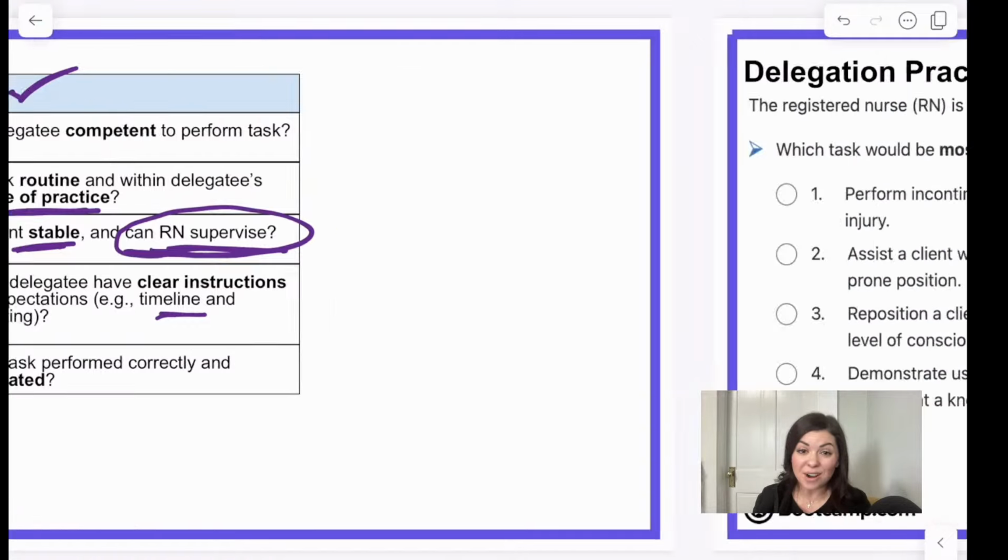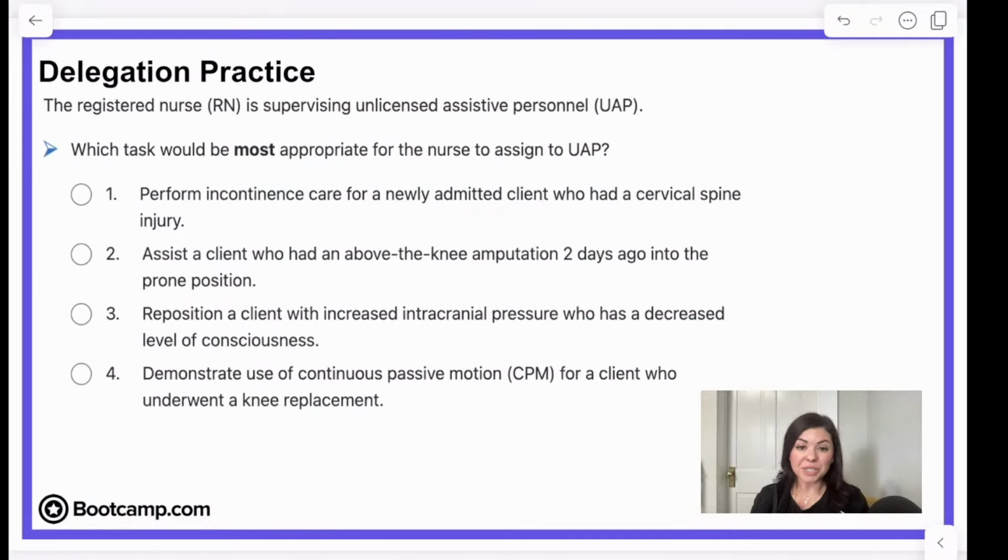So I know that was a lot of information I just gave you, but those two resources, the scopes of practice and the 5 rights of delegation, are really the foundation of delegation. And so if we understand that well, we should be able to cruise right through these practice questions. So let's look at the first one. The registered nurse is supervising unlicensed assistive personnel, or UAP. And this is the most common way you will see a delegation item asked, is the RN supervising a UAP. So which task would be most appropriate for the nurse to assign to a UAP?